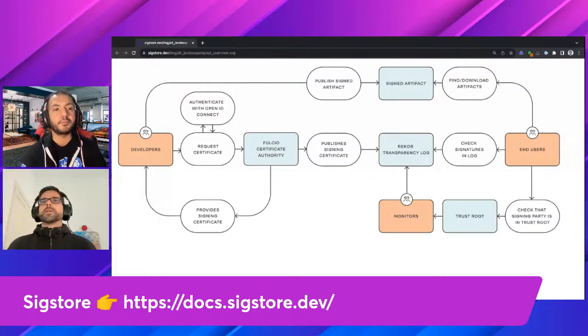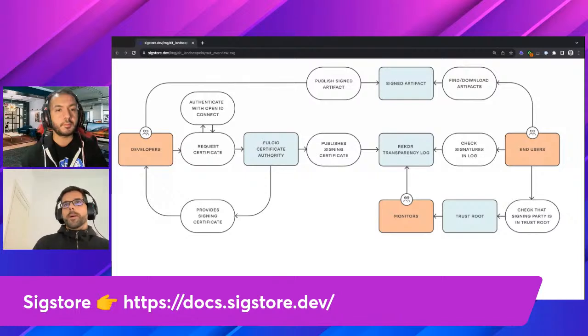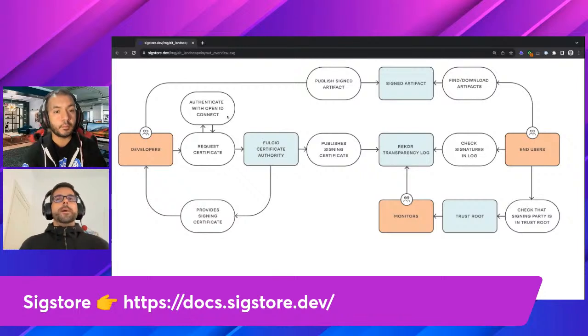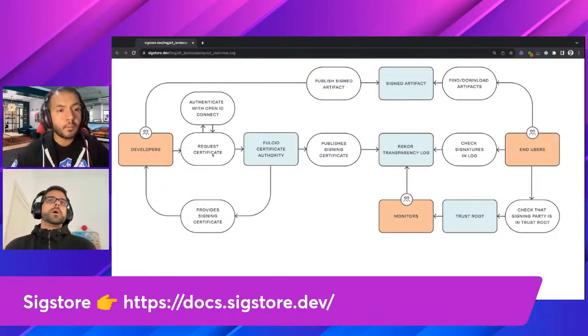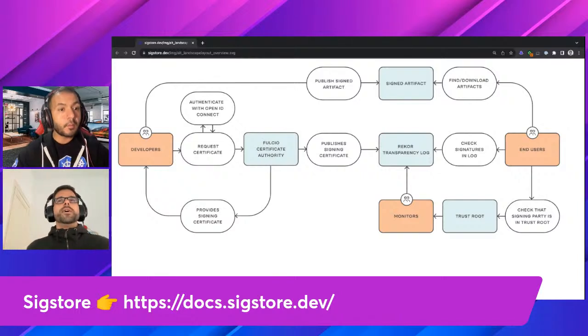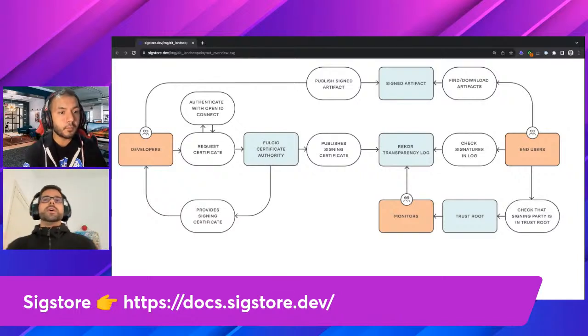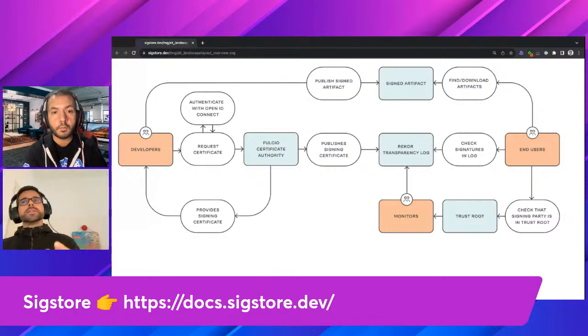So yeah, this is the main architecture of Sigstore. As a developer, you authenticate against your OpenID provider. Then you request a certificate, and the OpenID token is sent to Fulcio, which then returns a certificate that is published in Rekor. Rekor is an immutable transparency log, where all the certificates that you are using to sign can then be checked, right? So this is a simplified view of the overall architecture.